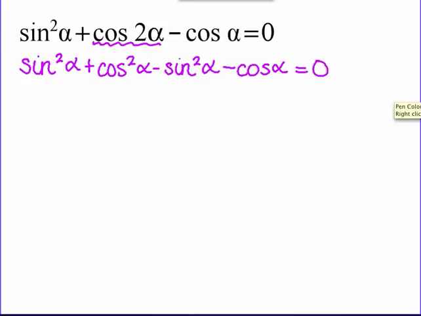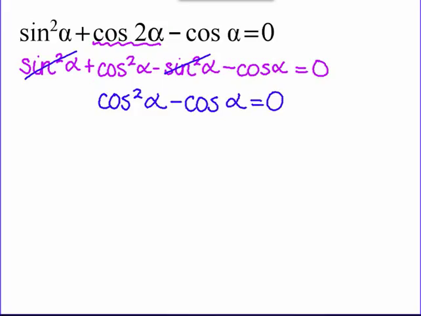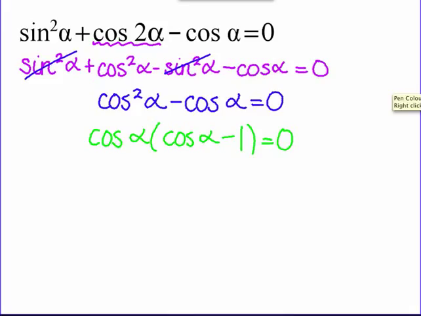Okay, let's see. What good did that do me? We can cancel out the sines. By doing that, you're left with cosine squared alpha minus cosine alpha equals 0. Each of those terms has a cosine, so you have cosine alpha times cosine alpha minus 1 equals 0. The zero product property states that either cosine alpha equals 0 or cosine alpha equals 1.